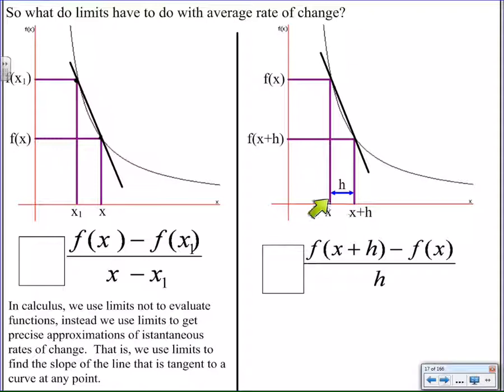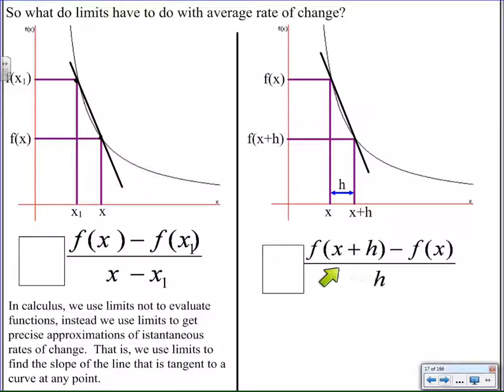The same thing can be said this way. Instead of x1, we can let this be x, and then this be x plus some other amount that we call h. So h is the interval between the two x values. This is f of x plus h, that's the y value when x is h bigger, and this is the y value when x is x. So change in y will be f of x plus h minus f of x, and then the change in x will be x plus h minus x, which is h. So anyway, these are two different ways to find the average rate of change.